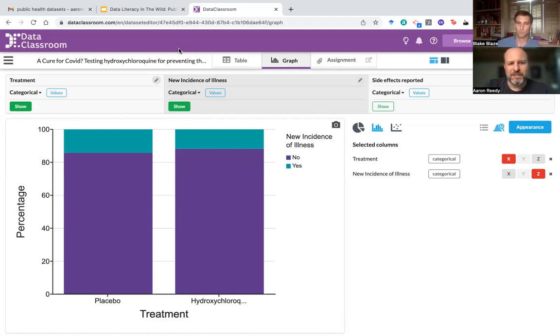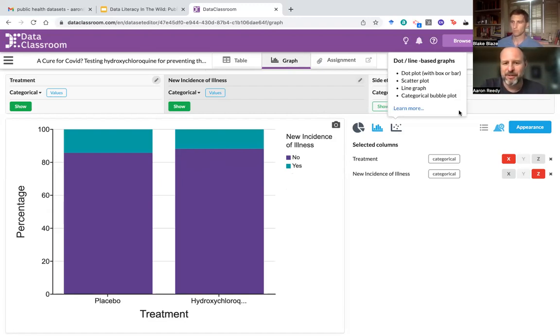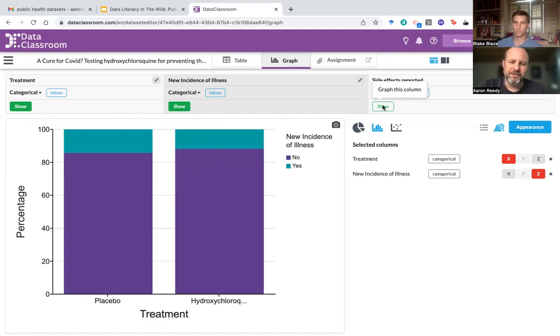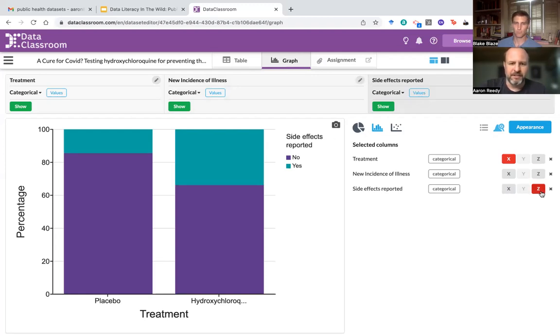One of the activity questions in this asks you to put yourself in the shoes of a public health official. Maybe you're at the FDA or some other organization that's doing drug approvals. Another thing you have to consider, besides what the effect of the drug looks like, is what the side effects are. So I'm going to add side effects as a variable, swap out new incidents of illness, and substitute in side effects and look at them like this.